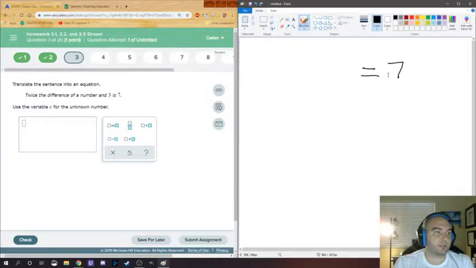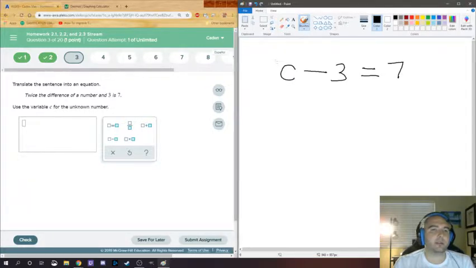Twice the difference of a number and 3. So first of all, let's talk about the difference of a number and 3. You'll notice I'm using the letter c because it told me to. Any letter would be fine by me normally, but I've got to use what they tell me, okay? And then it says twice. I didn't use twice yet.